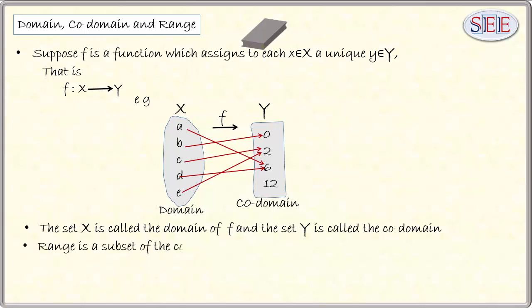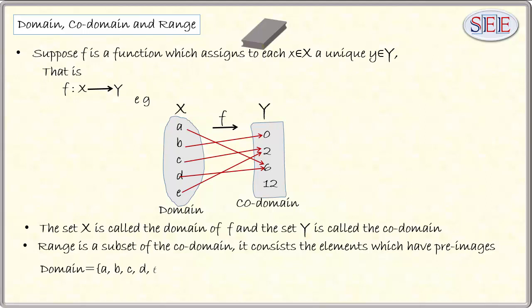A range is a subset of the codomain, meaning it's part of the codomain. That range consists of those elements in the codomain that have pre-images. So those elements in the codomain, meaning in the set Y, with the pre-images, are those elements that make up the range. Let us see from this drawing.